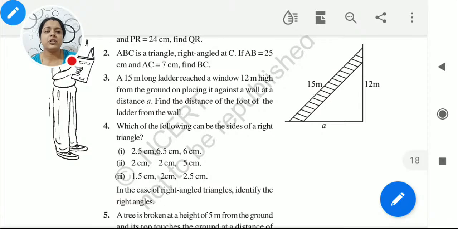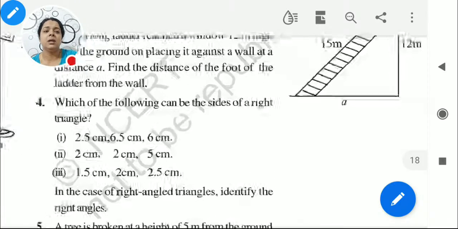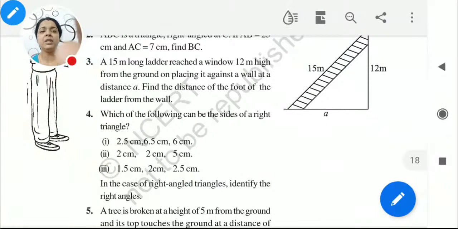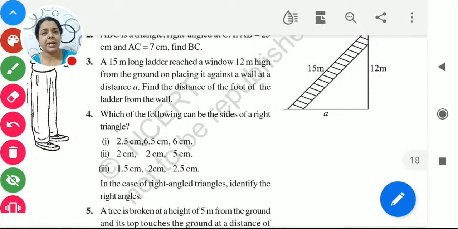It's asking which of the following can be the sides of a right angle triangle. As you know very well, when we need to find out about the sides of a right angle triangle, how can we find them out? Because it is asking for sides of a right triangle, we are actually talking about the Pythagoras theorem, or the Pythagoras property.